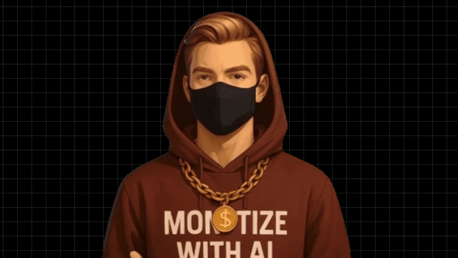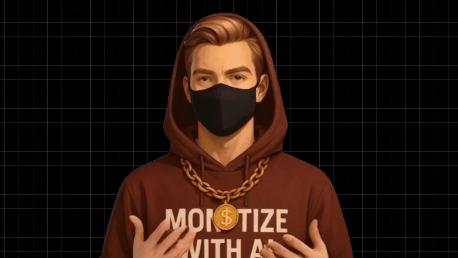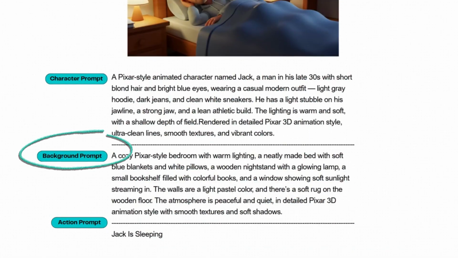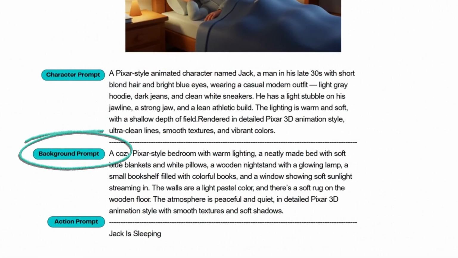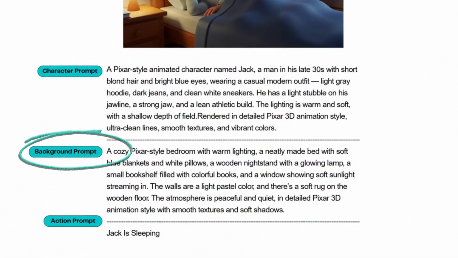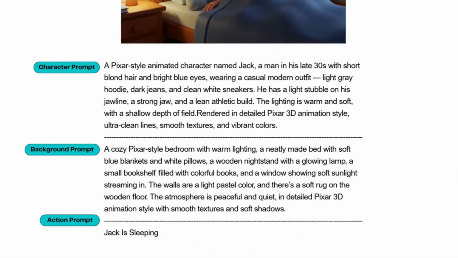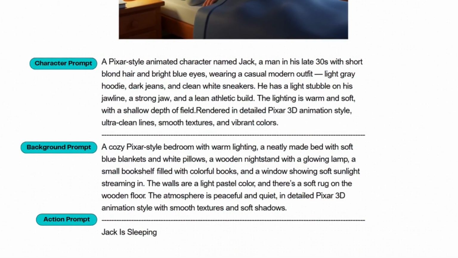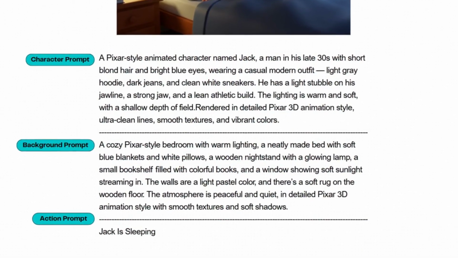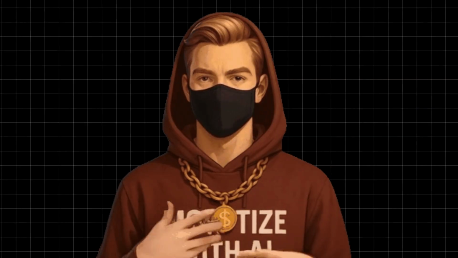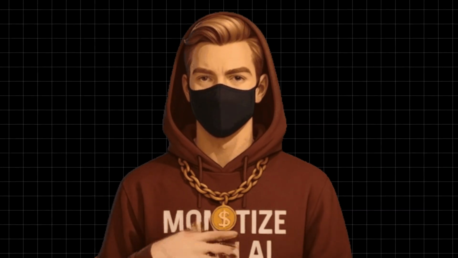Next up is the background prompt. And here's where things get tricky. This section isn't about the character at all. It's just the setting, the world they live in. A city street, a quiet forest, a messy bedroom. It's all fair game, but you need to keep it clean. No sneaky mentions of lighting, time of day, or visual effects that might nudge your character's appearance in weird directions.